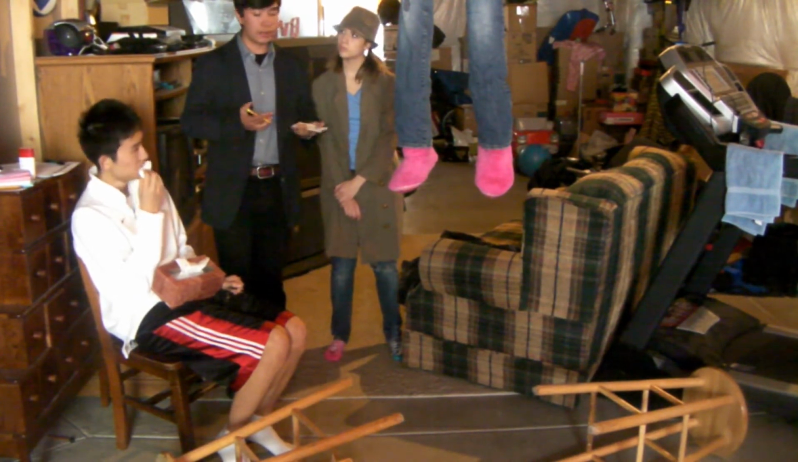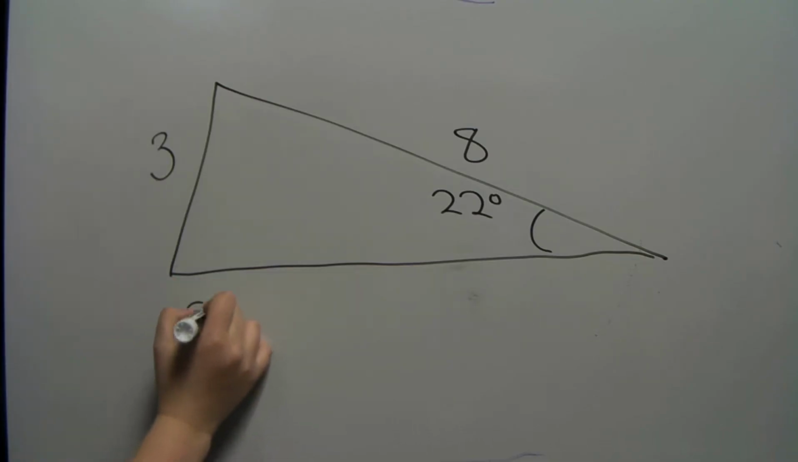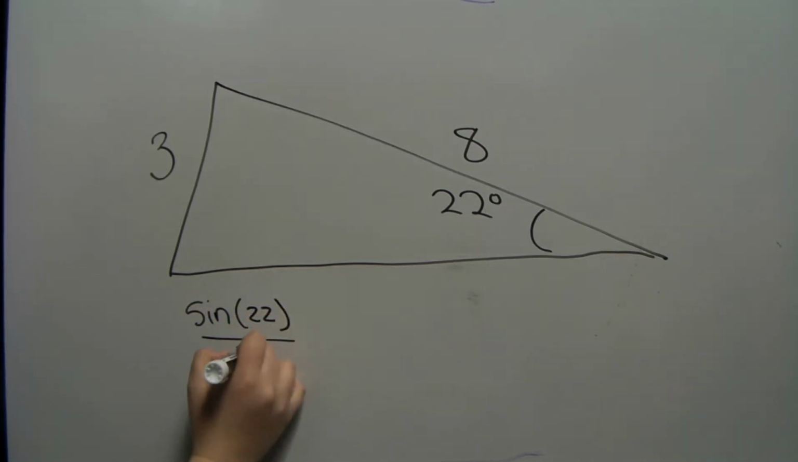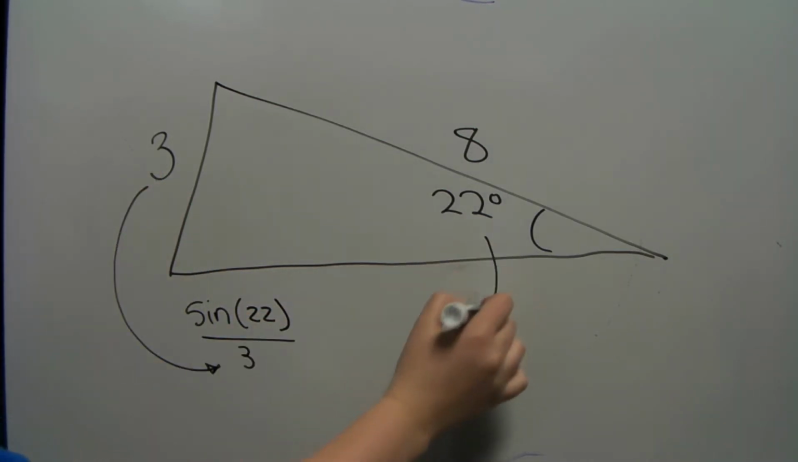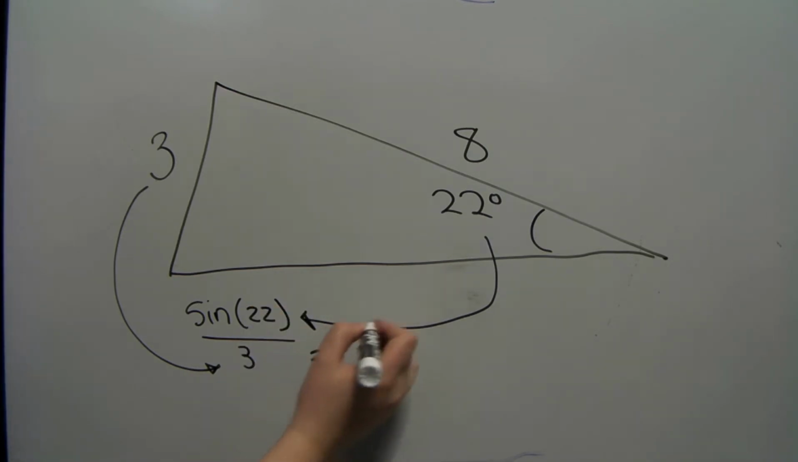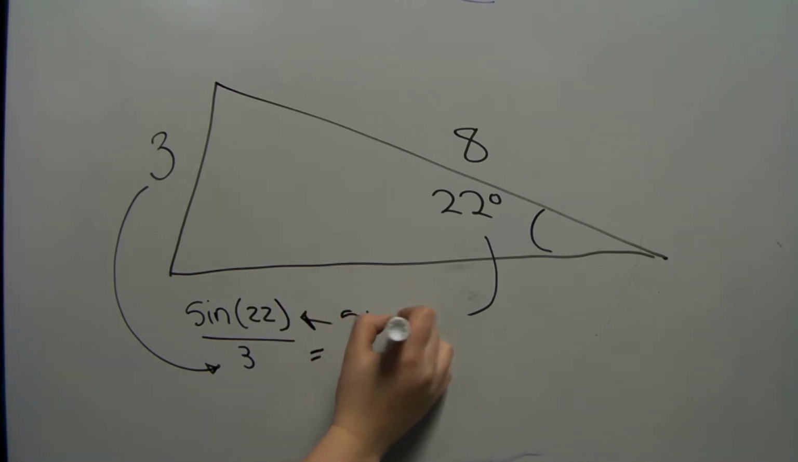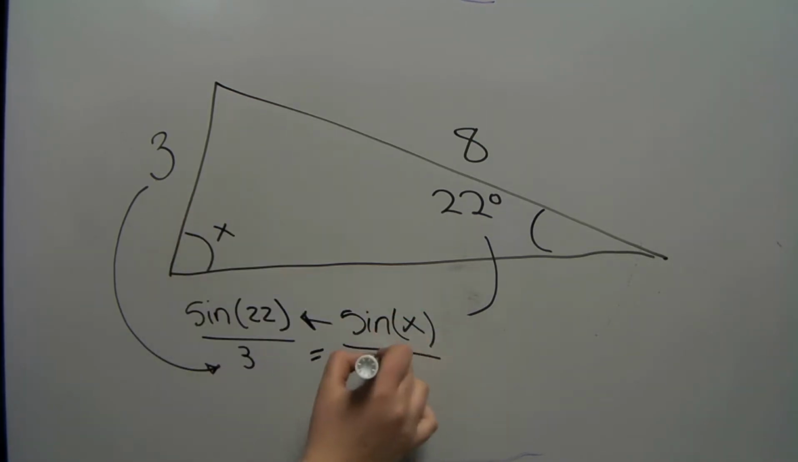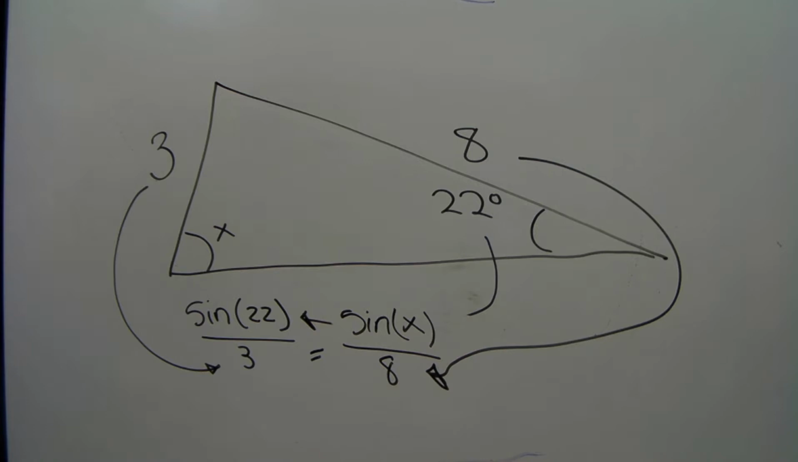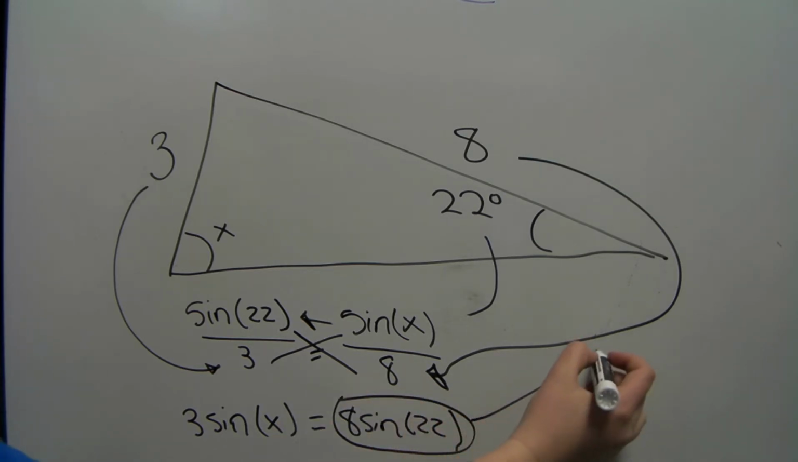Ladies and gentlemen, we have ourselves an ambiguous case. Alright, so we've got our dead body at the top, and then the chair is 3 feet from the dead body, and we have our rope 8 feet from the dead body. So the 22-degree angle that the rope is at, we set the sine of that over 3. And then we set that equal to another angle, which we don't know, so it's just x, and we put that over 8 because we know 8. We cross multiply and get 3 sine x equals 8 sine 22, because we multiply them across.